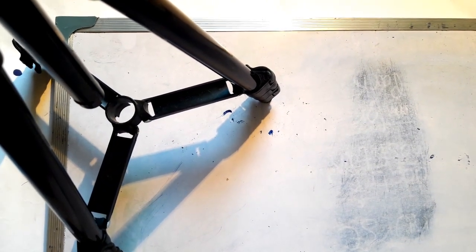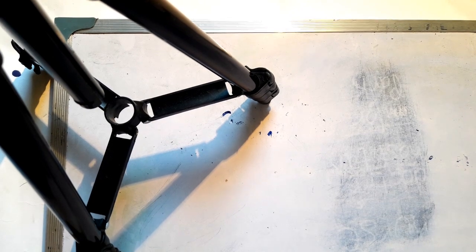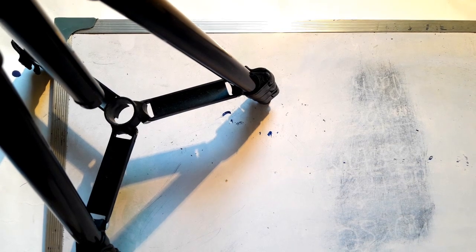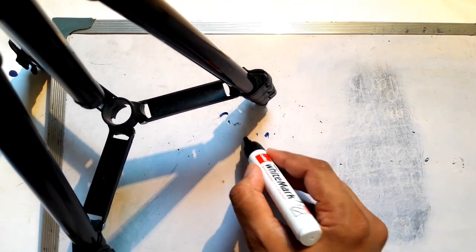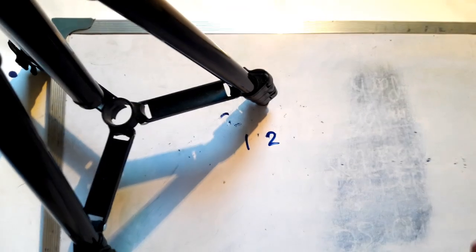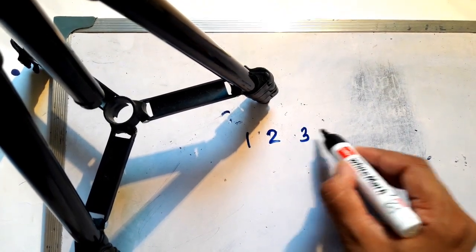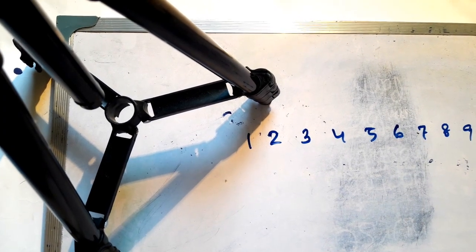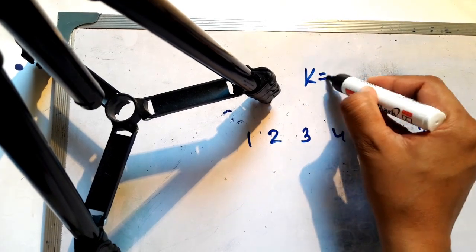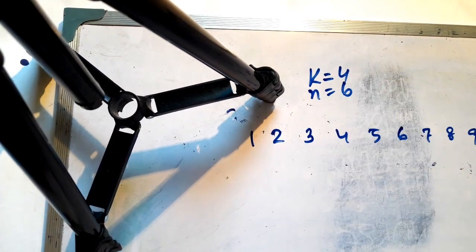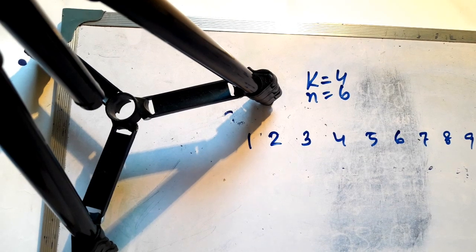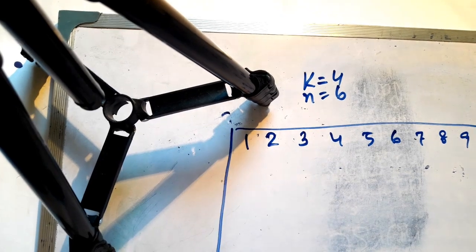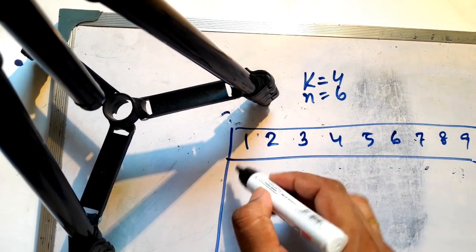We already said that the horizontal axis represents the time and the vertical axis represents the segment. Time versus segment. How many clock pulses are required in the above example? 1, 2, 3, 4, 5, 6, 7, 8, 9. So we need 9 clock pulses because k equals 4 and n equals 6, k plus n minus 1 equals 9.